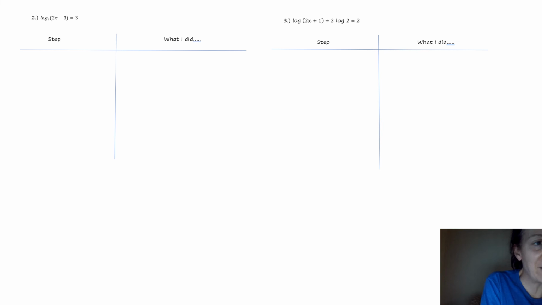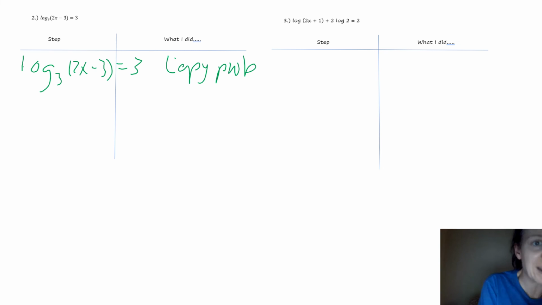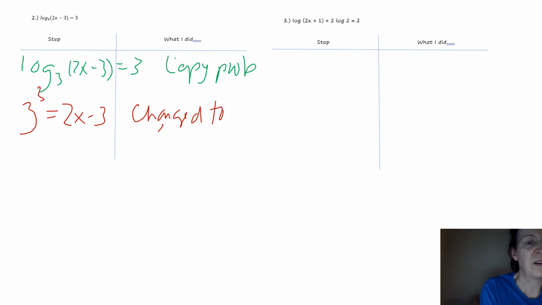All right, so we have, I'm not sure I can read that. I think it's log base 3 of 2x minus 3 equals 3. And again, that's copy the problem. Now this is a situation where there's 1 log. And so if there's just 1 logarithm, our go-to strategy is change it over to an exponential. So the base is 3, the exponent would be 3, and that would be equal to the argument, which was 2x minus 3. And so what did I do there? I changed to an exponent.